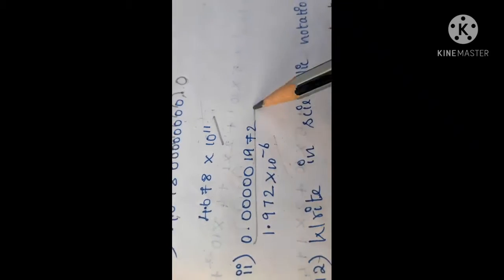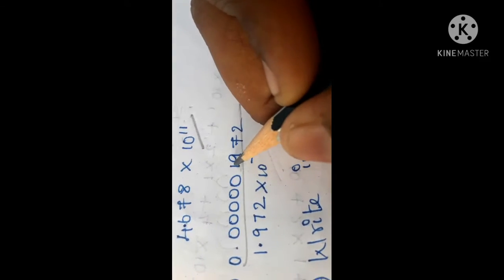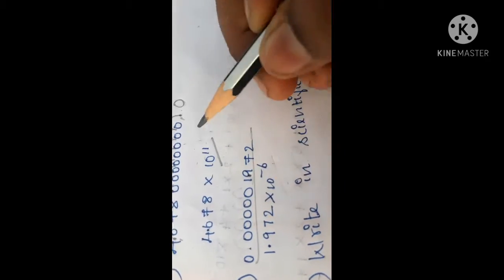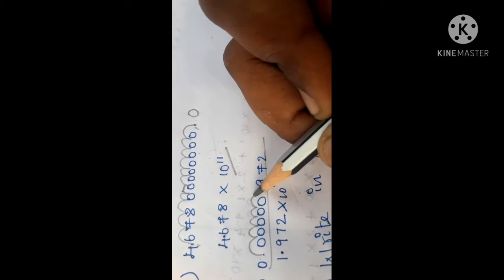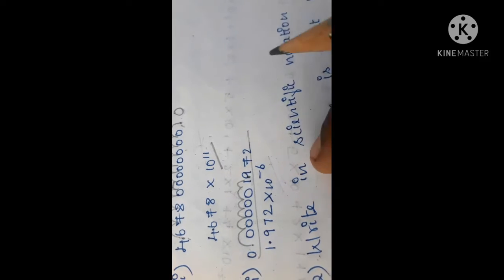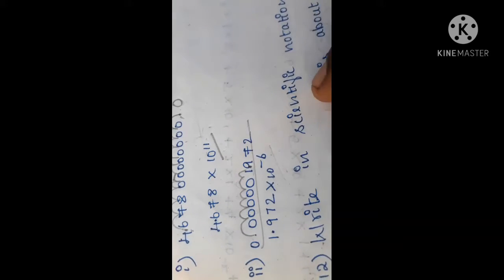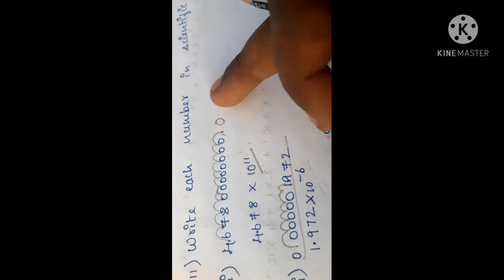Now you could see another number. Now the first natural number is 1. So you should put the point after 1. Then you should see how many times you should move the point. 1, 2, 3, 4, 5, 6. So we should move 6 times to get the point after 1. But in the previous question we moved it from right to left. Now we are moving it from left to right, so you should put the power in minus. Okay, the power will be negative. So it is 1.972 into 10 power minus 6.